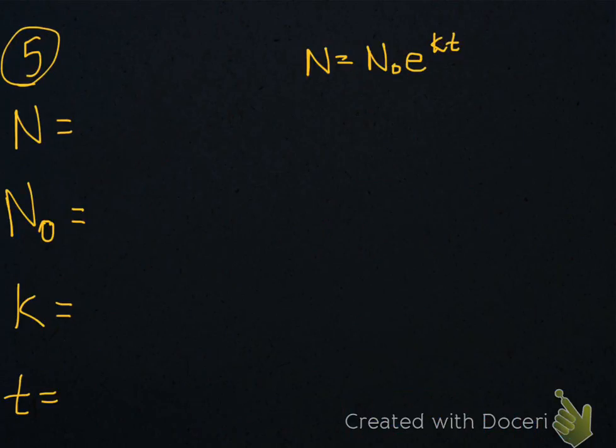Number 5. On number 5 they gave us the equation, but I want you to realize something. It has e to an exponent. So N is the same thing as y, N0 is the same thing as P, and then k would be the same thing as r. So make a little note to yourself. Even though they're using different letters, it's still the PERT equation. It's not a big deal.